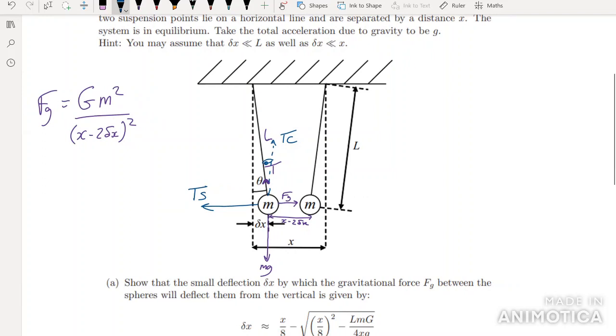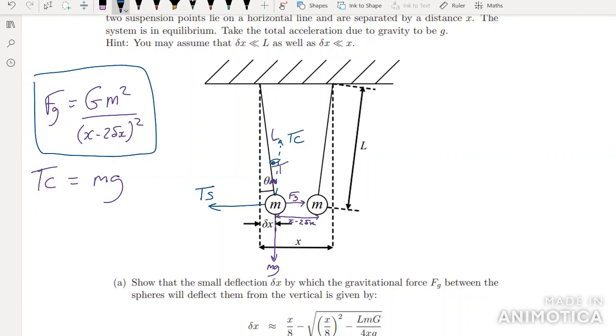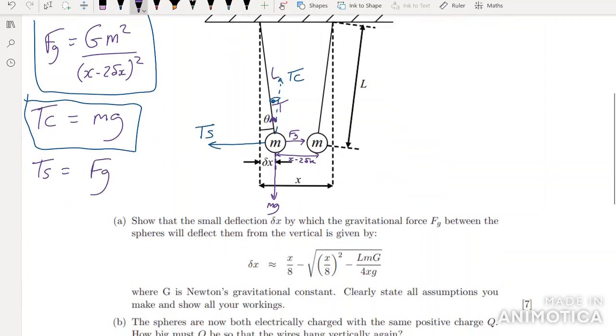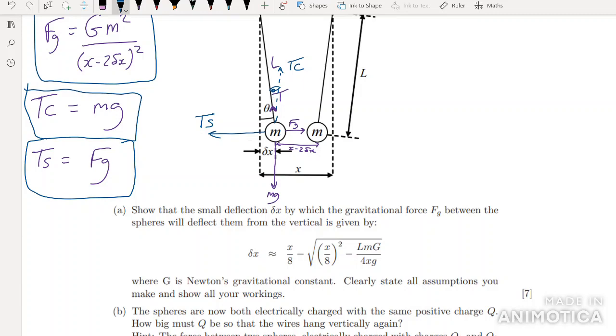What else do we have immediately? Well, we've got that Tc, they're in equilibrium, so Tc must be equal to mg. Fine, that's nice. And Ts must be equal to Fg. And in fact, let's just leave it like that for the moment. Okay. And so we've done all the really obvious stuff now.